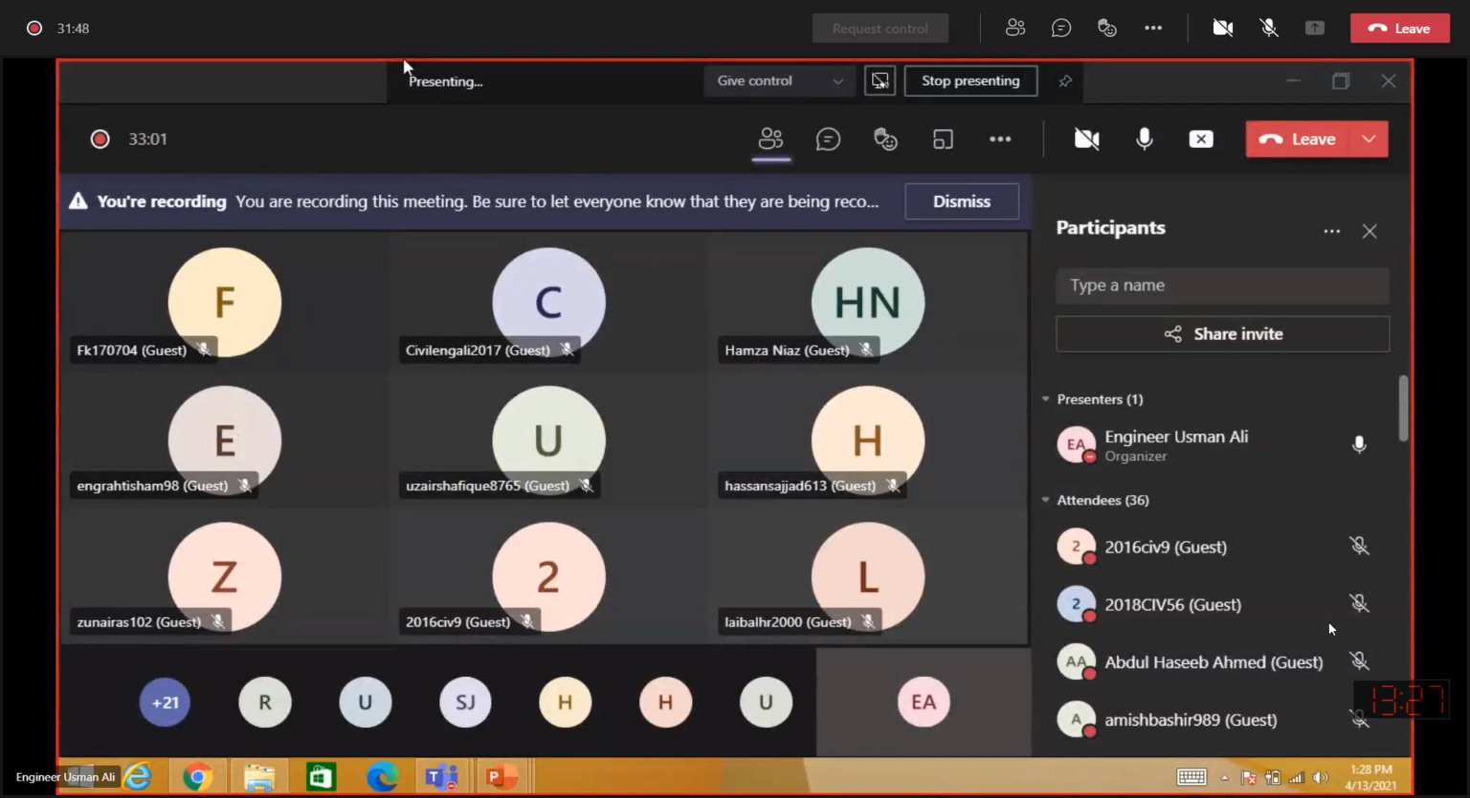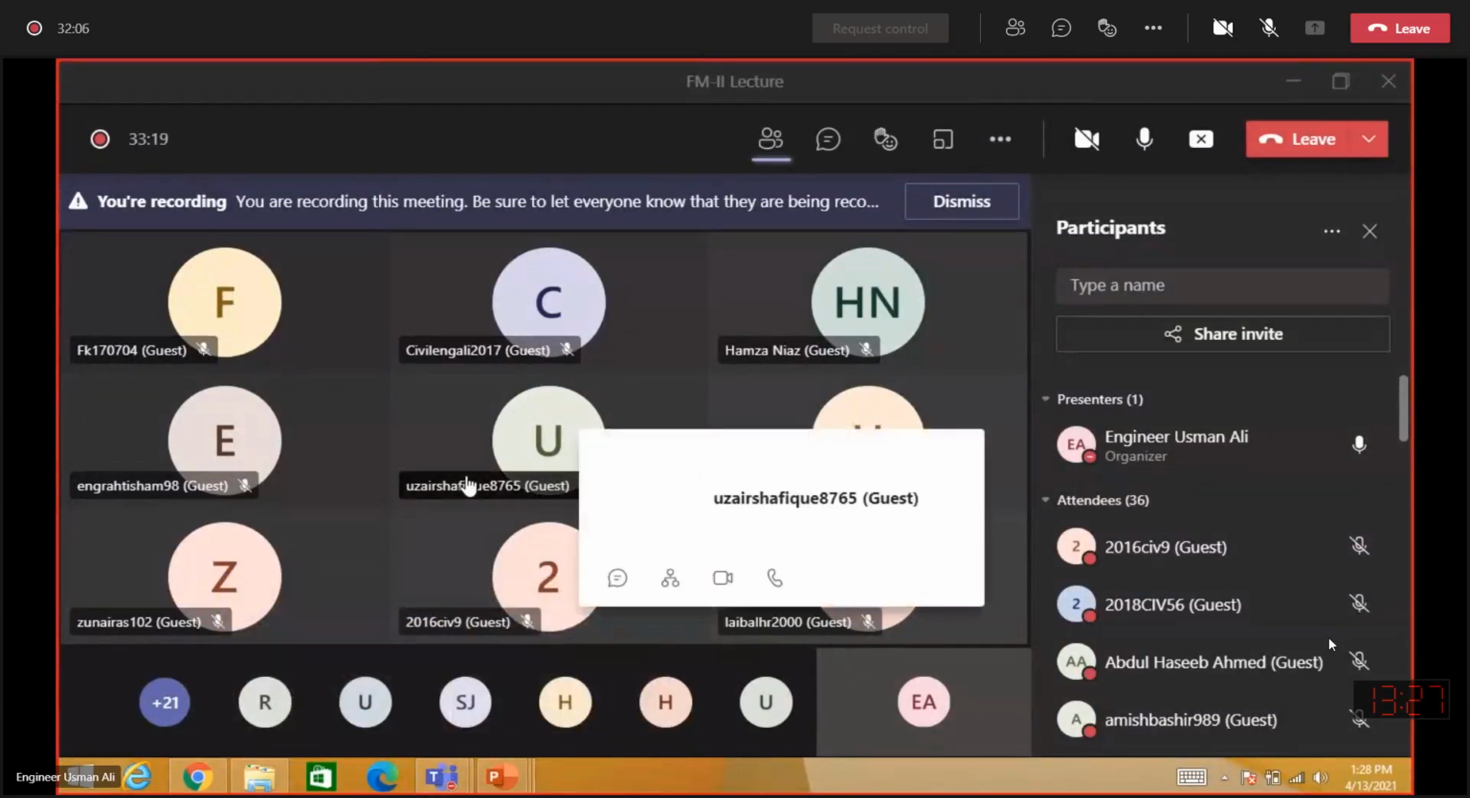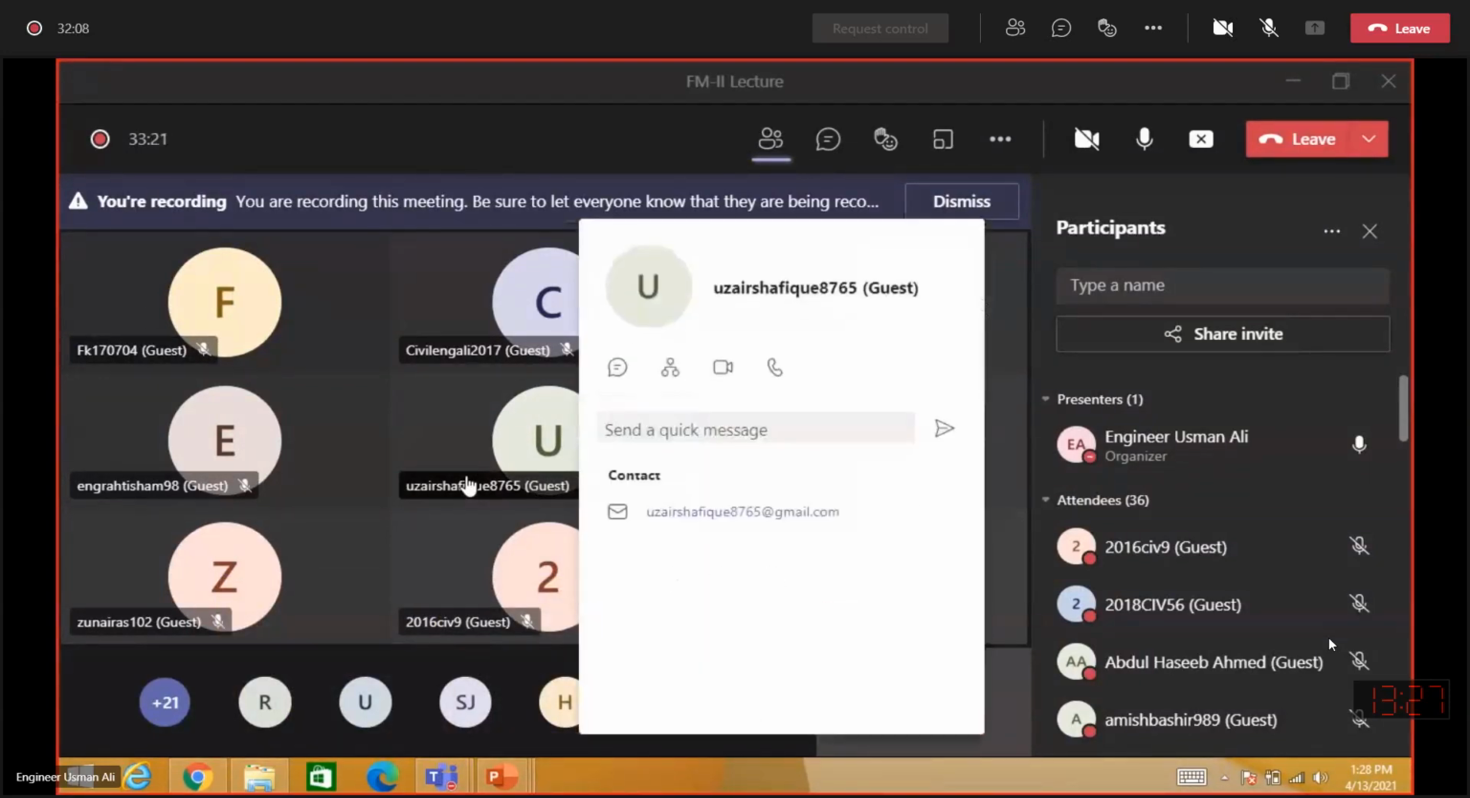The 57 roll number. 57 शायद है नहीं. 50 okay, 57 roll number है. Yes, 57 roll number. 58, 59.